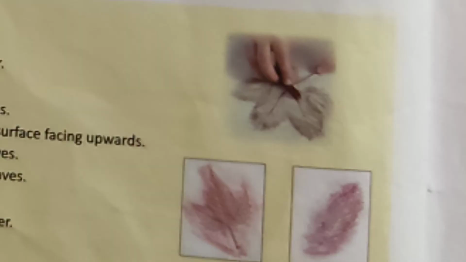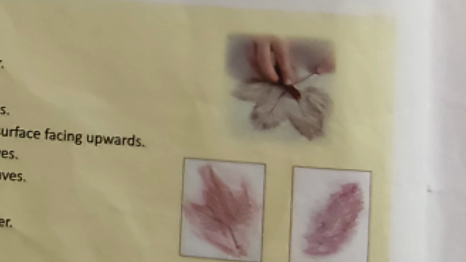Now you can do some activity on these leaves. You can study different types of leaves. So what do you need to do? A few leaves, crayons and a sheet of paper. And how will you do it? Collect different types of leaves of various shapes. Place leaves on a paper with the lower surface facing upwards.